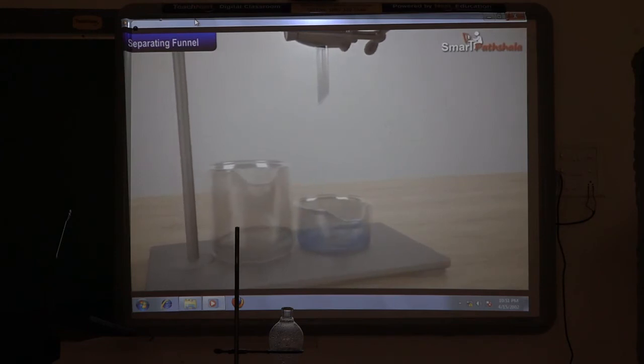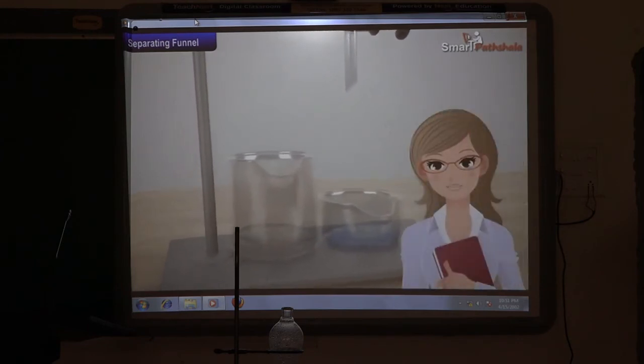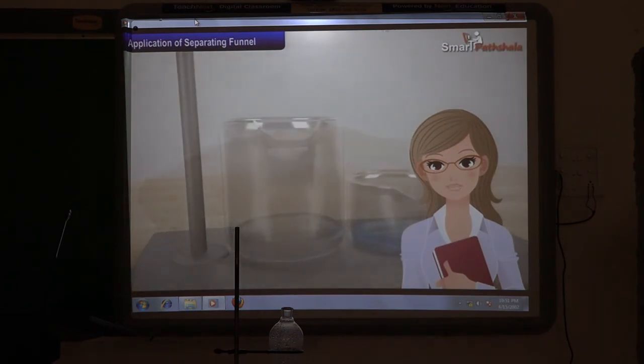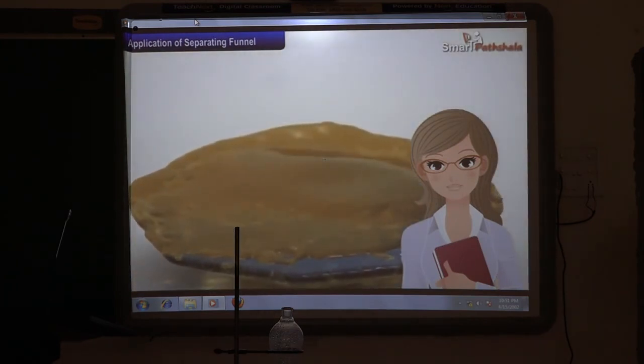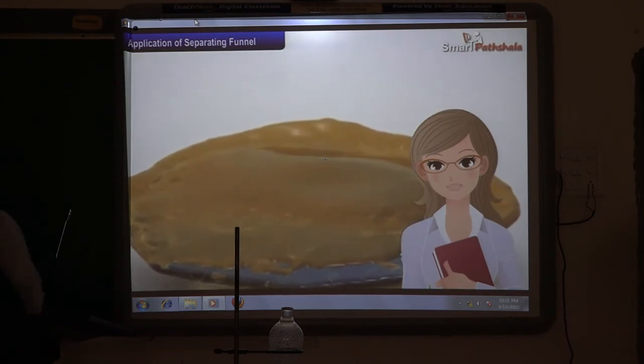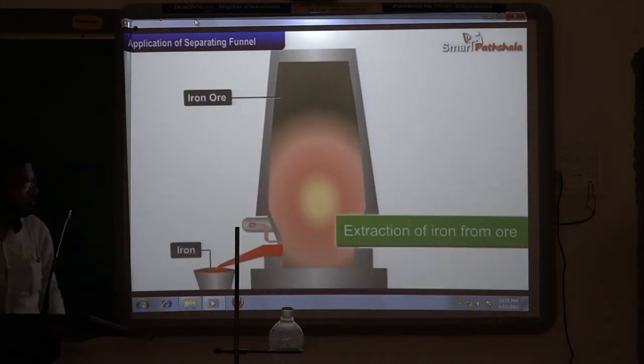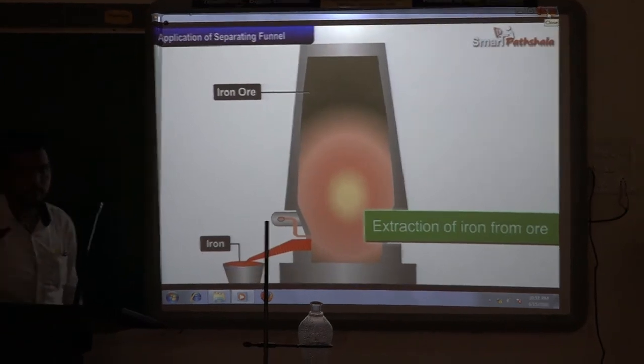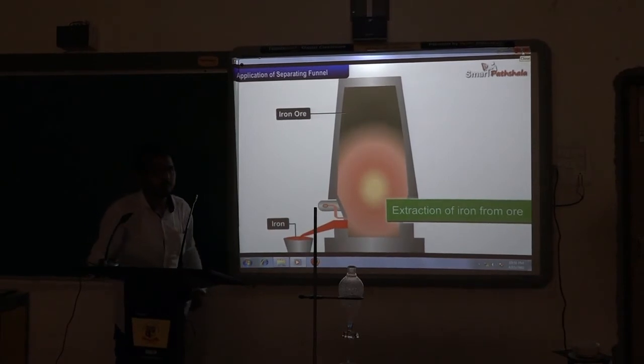Now, let's discuss the application of the separating funnel. To separate a mixture of oil and water. In the extraction of iron from its ore, the lighter slag is removed from the top by this method to leave the molten iron at the bottom in the furnace.